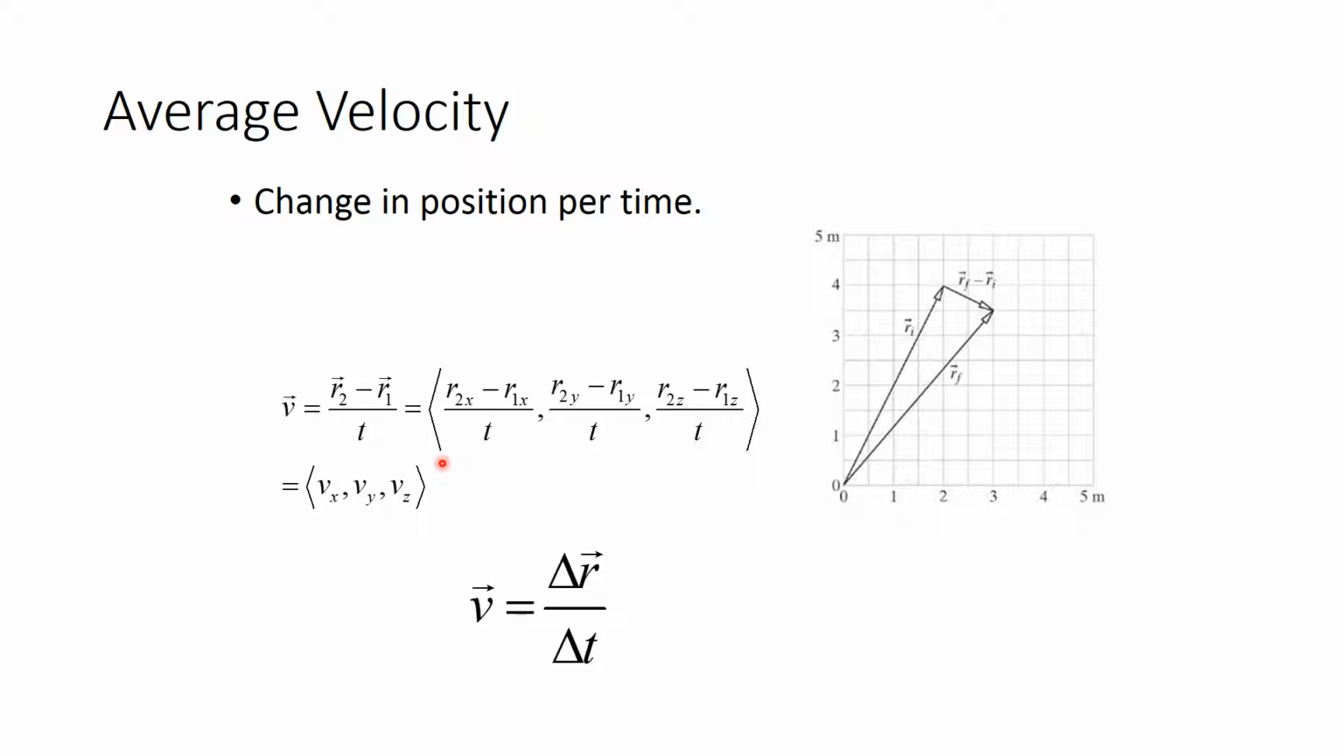Notice this is the bracket notation that we introduced in the section on unit vectors, where the i, j, and k are assumed, and we write the vector as a combination of x part, y part, z part inside the bracket. So the velocity vector v, or the average velocity vector v, is delta r over delta t.